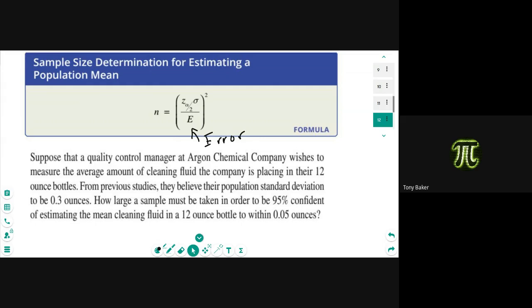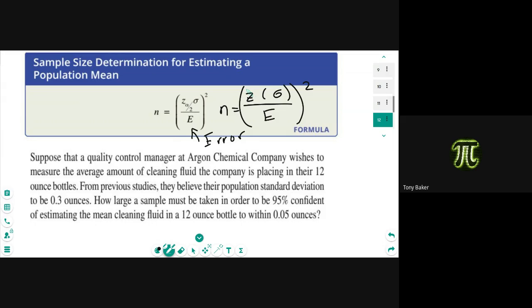Yep. So it is n equals z times your standard deviation over whatever your error is going to be, squared. Again, this is the formula. You write the formula down. We're going to type it into decimals to get the answer.